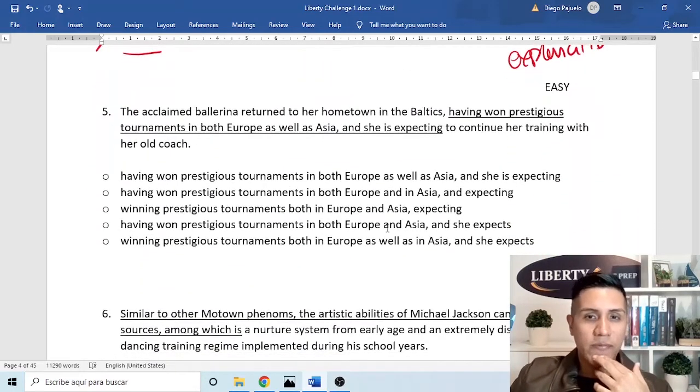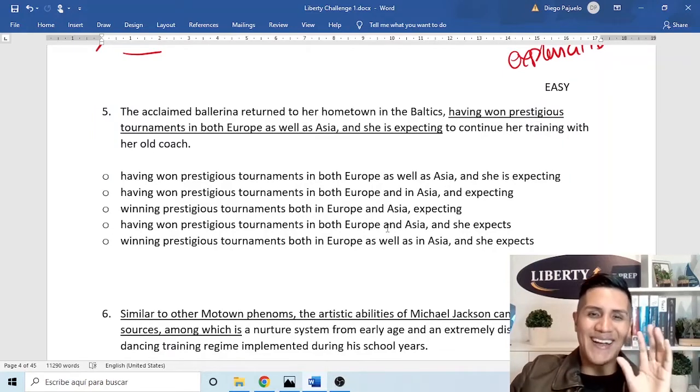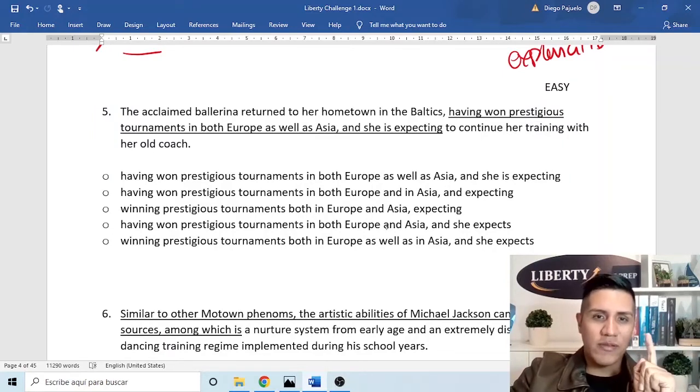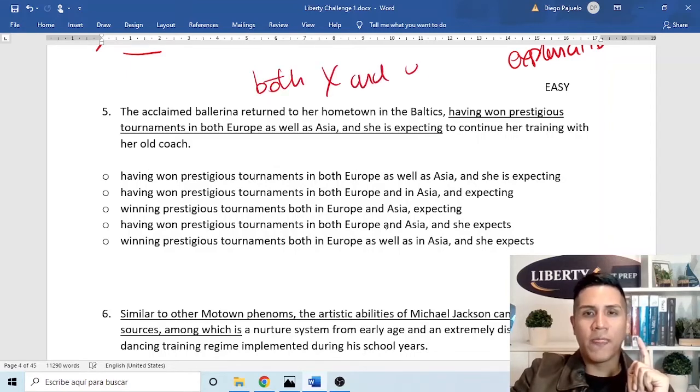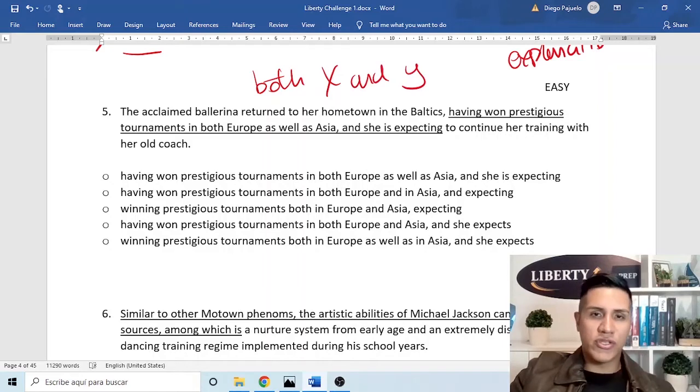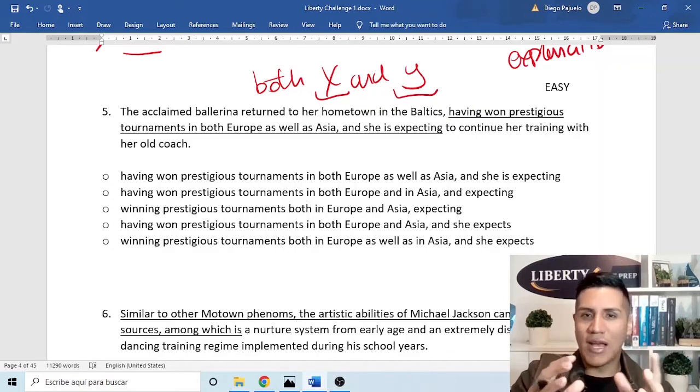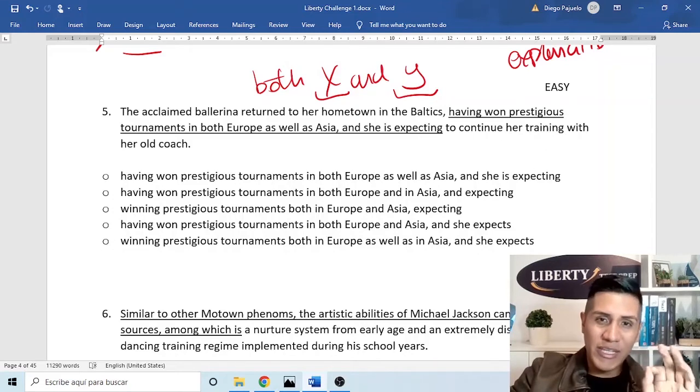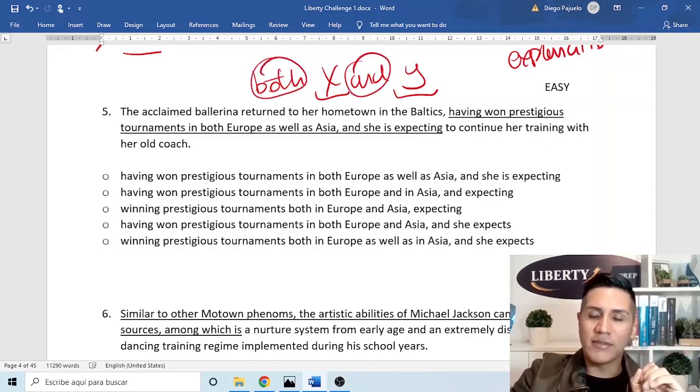Let's go to number 5. Now number 5 is very, very easy, as long as you notice something. This correlative idiom, both X and Y. That's an idiom, that's a construction. So whatever falls in between both and and, and whatever is after and, has to be parallel, right? Those two things have to be parallel. Also, it's an idiom, so whenever you have both, you need an and. You don't need anything else. You need an and, nothing else.